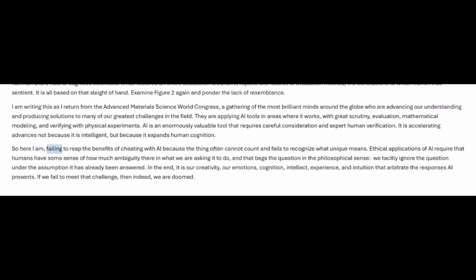So here I am, failing to reap the benefits of cheating with AI because the thing often cannot count and fails to recognize what unique means. Ethical applications of AI require that humans have some sense of how much ambiguity there is in what we are asking it to do, and that begs the question in the philosophical sense. We tacitly ignore the question under the assumption it has already been answered. In the end, it is our creativity, our emotions, cognition, intellect, experience, and intuition that arbitrate the responses AI presents. If we fail to meet that challenge, then indeed, we are doomed.